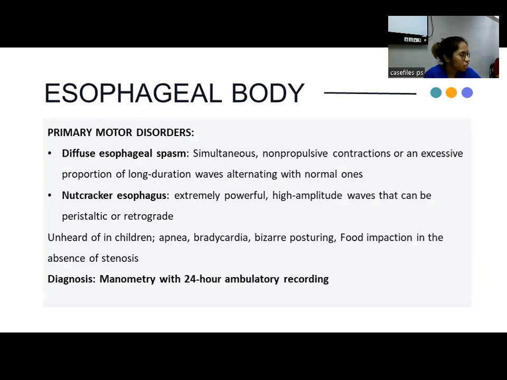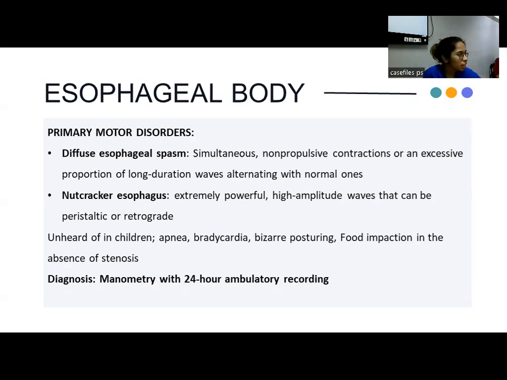Coming to the disorders of the esophageal body, the esophageal body can have primary motor disorders, which include diffuse esophageal spasm or nutcracker esophagus. In diffuse esophageal spasm, there will be simultaneous non-propulsive contractions or an excessive proportion of long duration waves alternating with normal ones. And in nutcracker esophagus, they will have extremely powerful high amplitude waves, which can be peristaltic or retrograde.